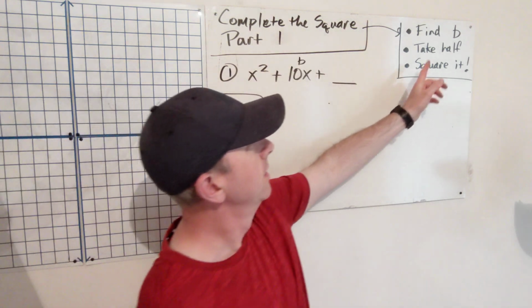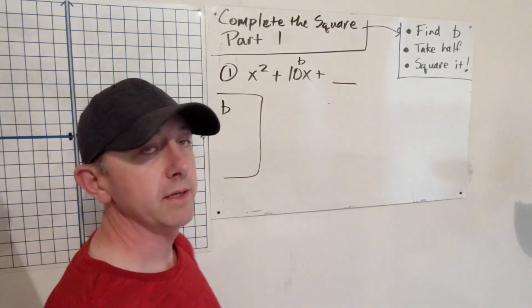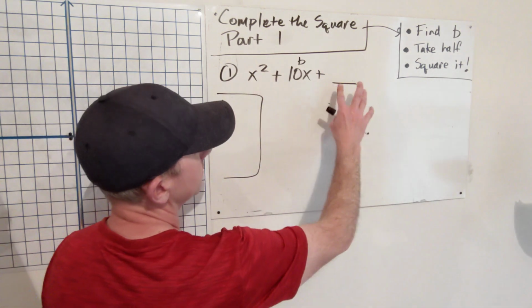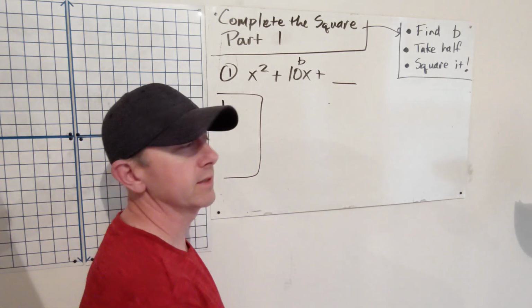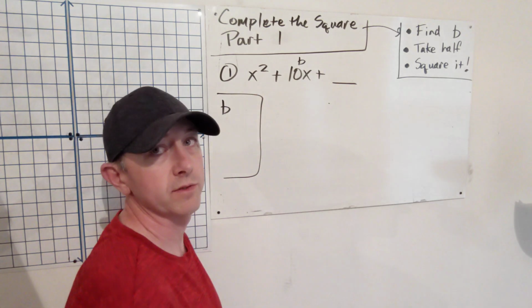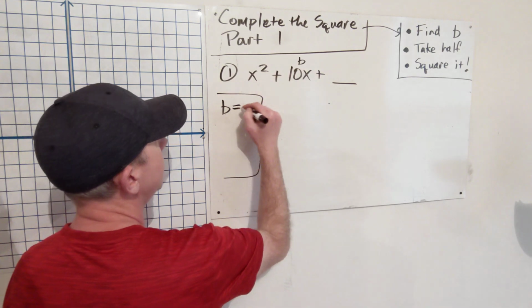So completing the square, first thing we want to do is find what is b. So in this particular example, practice number one here, we're just going to find what will fill in the blank right there to make this a perfect square trinomial, and you'll see what I mean in a second. So b is 10.